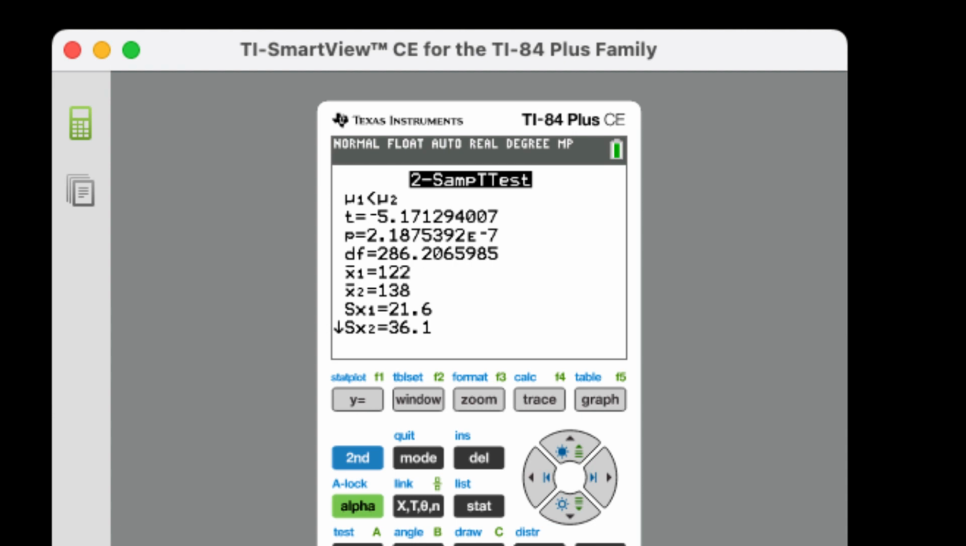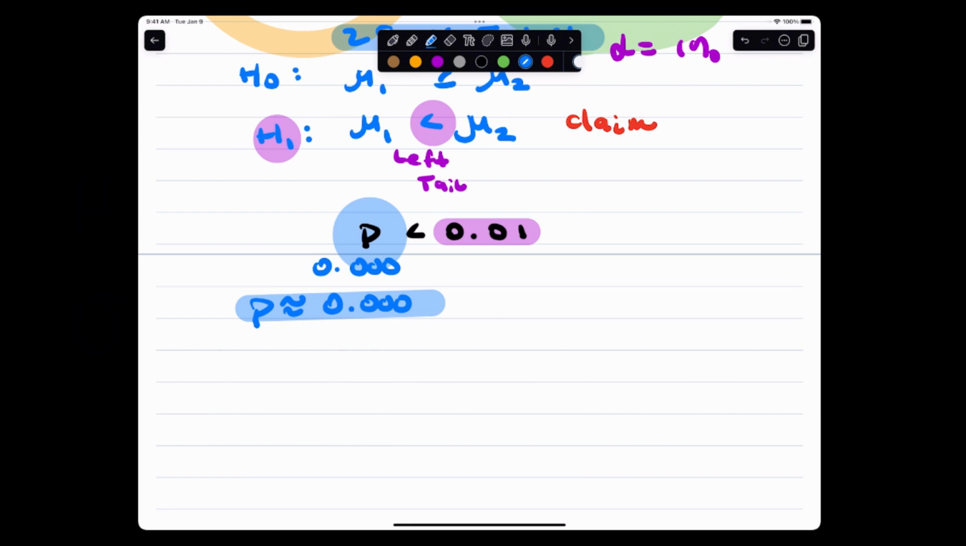Hit calculate, and ladies and gentlemen, what's your p-value? Isn't this approximately 0? Okay, is that less than, remember, this is scientific notation. That's e to the minus 7, so your p-value is approximately 0. Is the p-value low? Is that p-value of 0 less than 1%? Yeah, so the p-value is low.